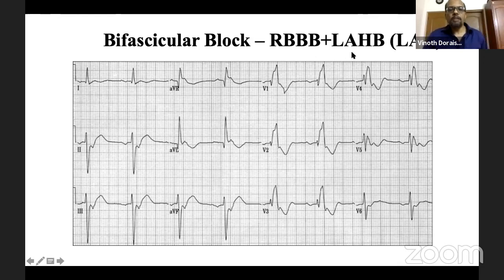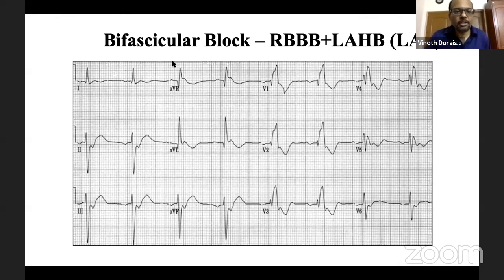There is also something called a trifascicular block. A trifascicular block is present when you have the same RBBB pattern with left anterior hemiblock or left posterior hemiblock with a prolonged PR interval. Trifascicular block is very sinister and needs a pacemaker. So these are bifascicular blocks and trifascicular blocks.